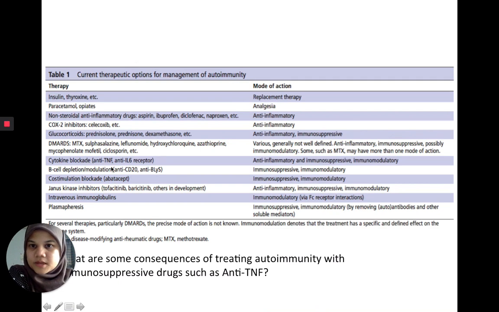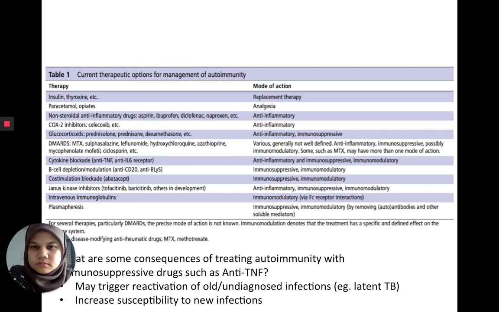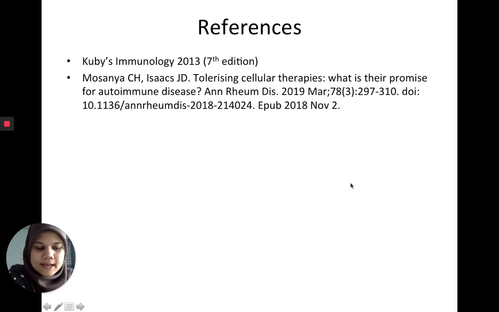These are also some other examples of specific therapies, like for example insulin. We know that replaces the insulin that's been depleted in type 1 diabetes, but the others can be anti-inflammatory, immunosuppressive, and then some other examples. Yeah, and I think that's it.